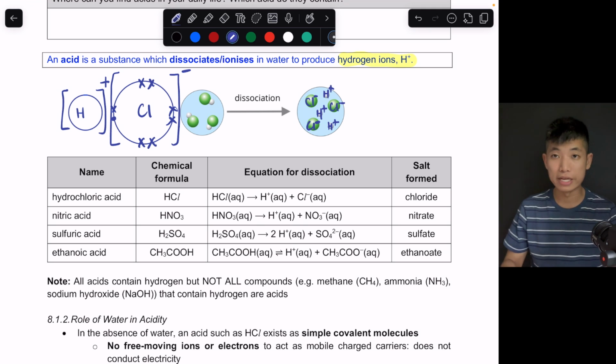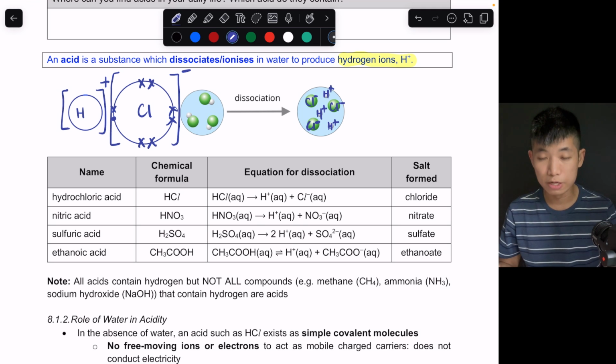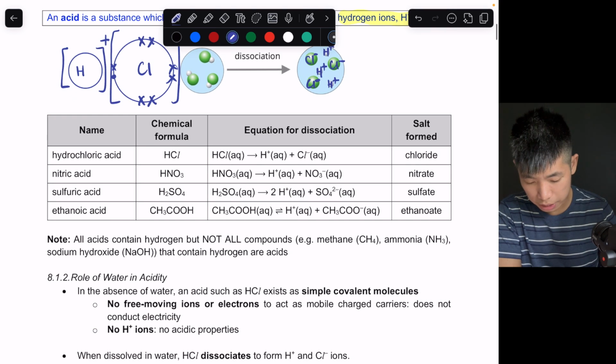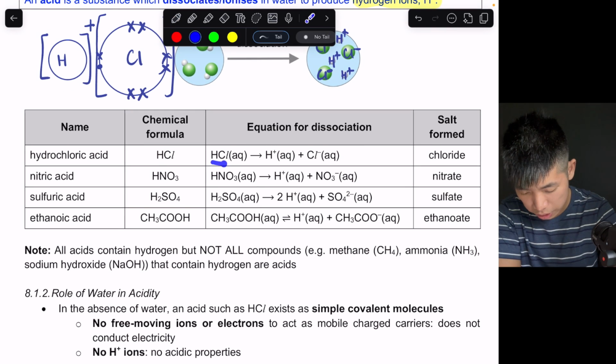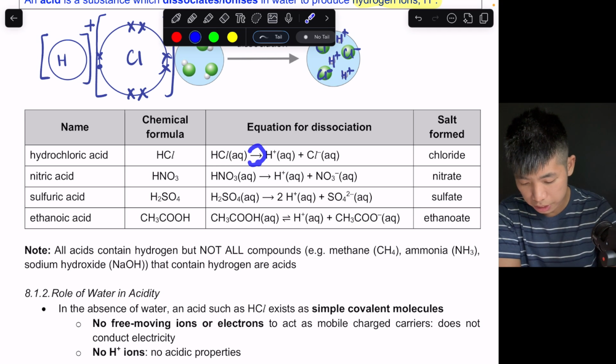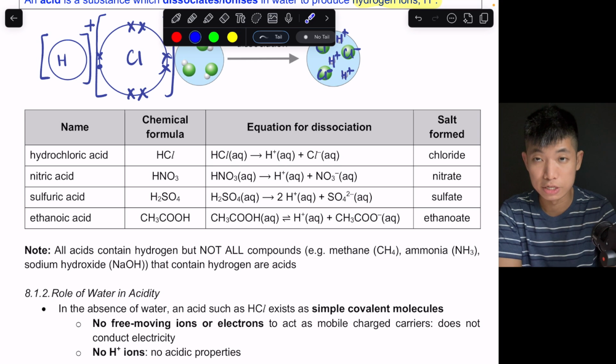That's why we say that when you put acids in water, they undergo this process of dissociation or ionization. To represent this in the form of an equation, HCl(aq), because it's a solution, dissociates, we show an arrow, to form the two ions respectively. Nitric acid, again, you remove your H+, you get your nitrate ions back. Sulfuric acid, you get two H+ ions because the formula is H2SO4, and one sulfate ion.